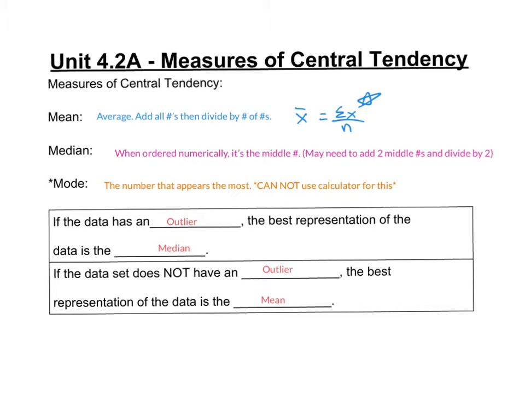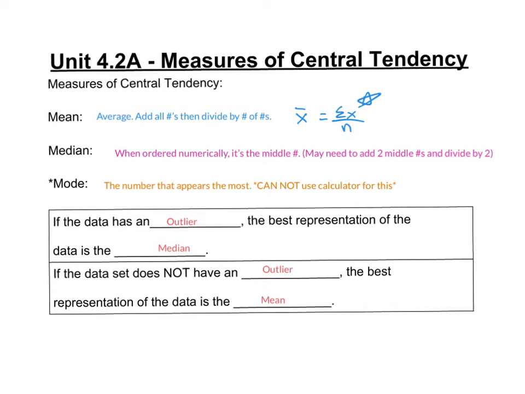Hopefully all this sounds familiar, but a little review here. Mean is just the average, which is when you add up all of your numbers, then divide by the number of numbers. What you see beside that is x bar is equal to the sum of x over n. That is going to be important when we go to look for how to do this in our calculator.